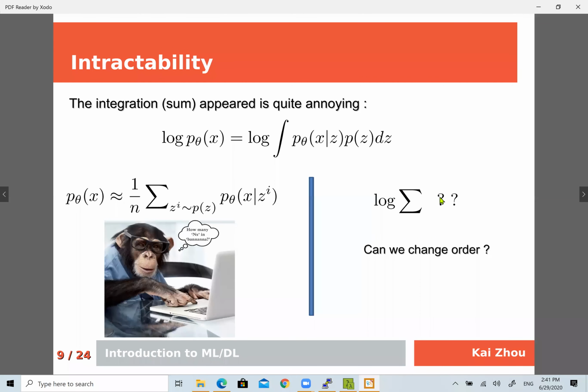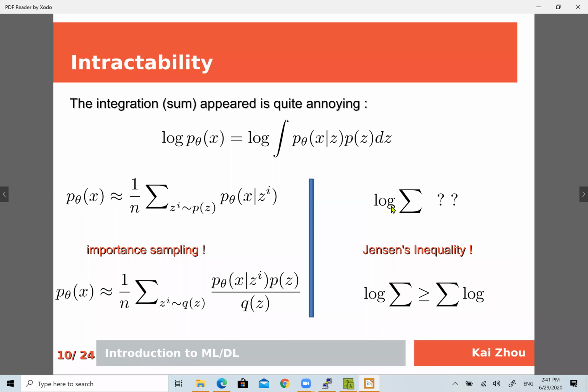And the mathematical format of this problem is asking the question: can we change the order? Can we change this log of summation to be a summation of log, right? So how to do that? The way is importance sampling. In importance sampling, we know that to improve this kind of expectation evaluation, we can resort to importance sampling. It's saying that when we need to evaluate an expectation with respect to some original distribution function, we need to do the sampling. People usually call this the nominal distribution function.